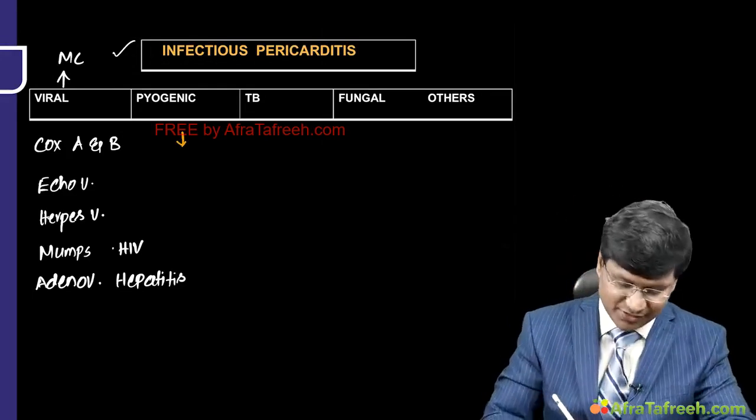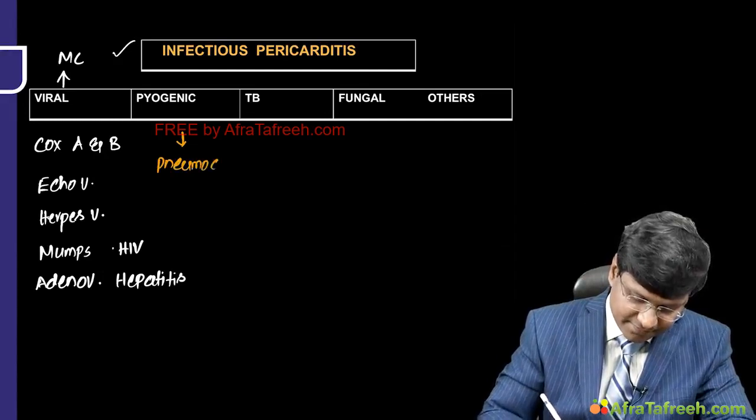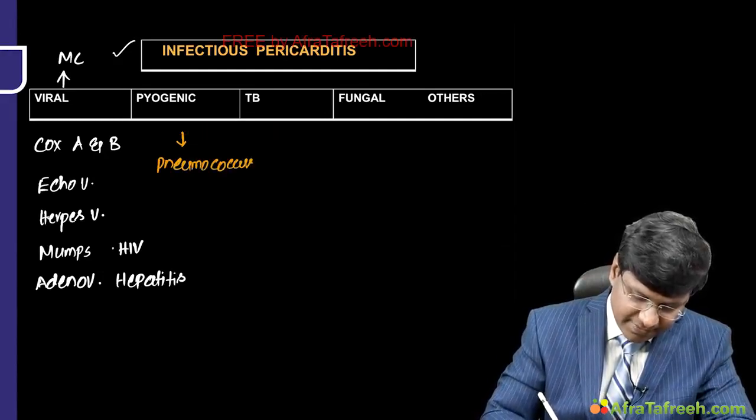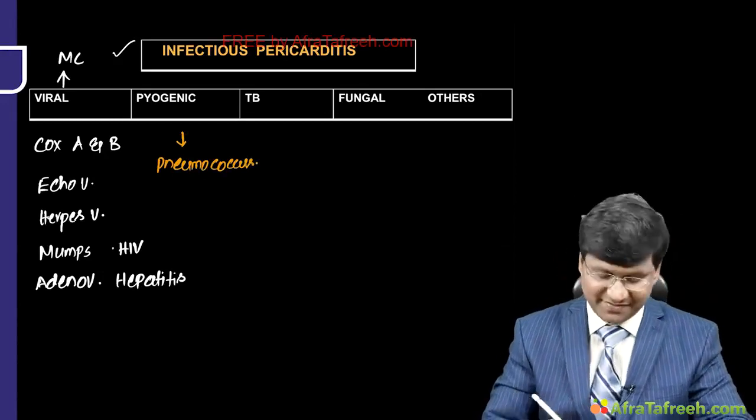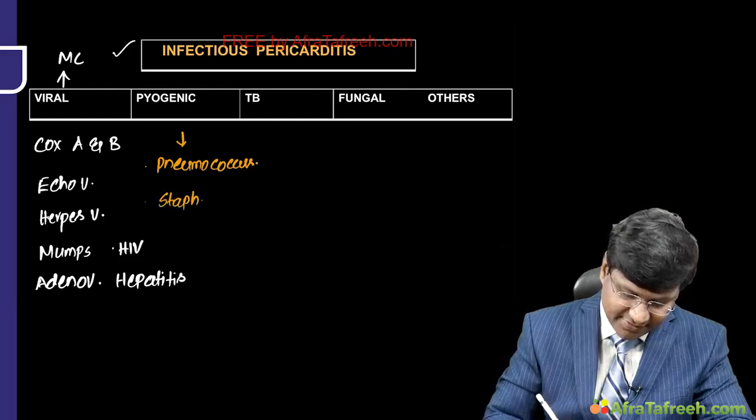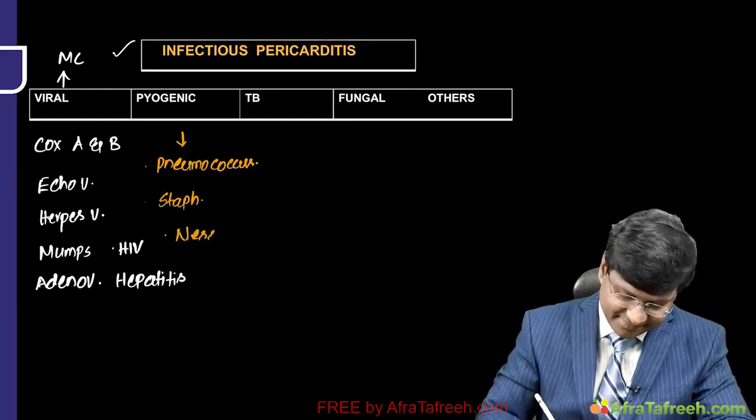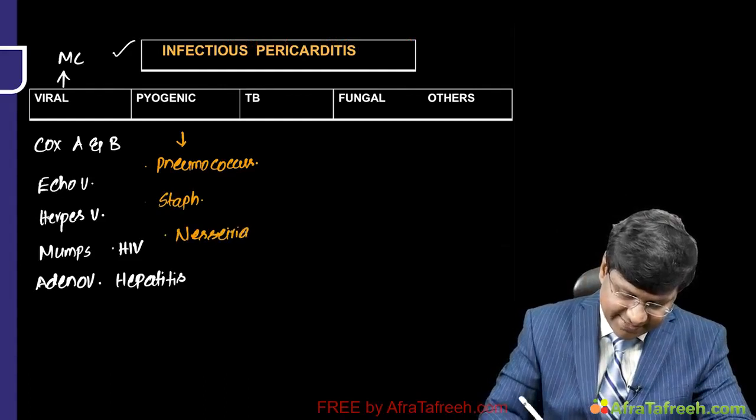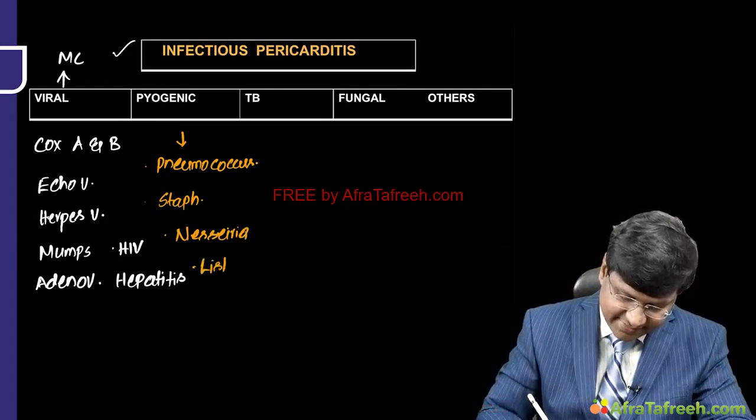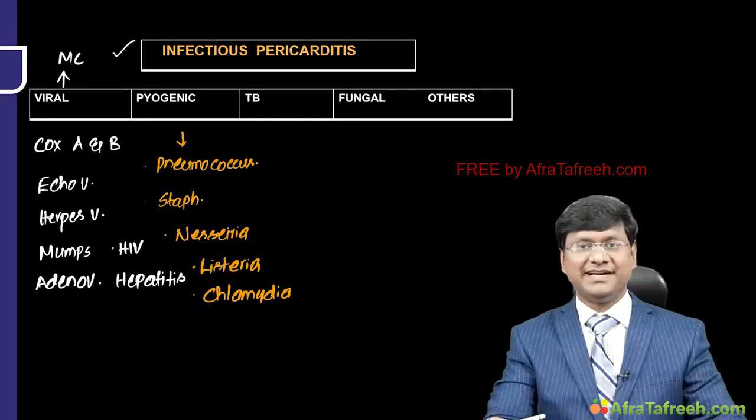These pyogenic causes include number one, pneumococcus, which is nothing but your strep pneumoniae. And then we have staphylococcus, next Neisseria, next Listeria, and another important bacteria is Chlamydia. So these are the pyogenic causes for the development of acute pericarditis.